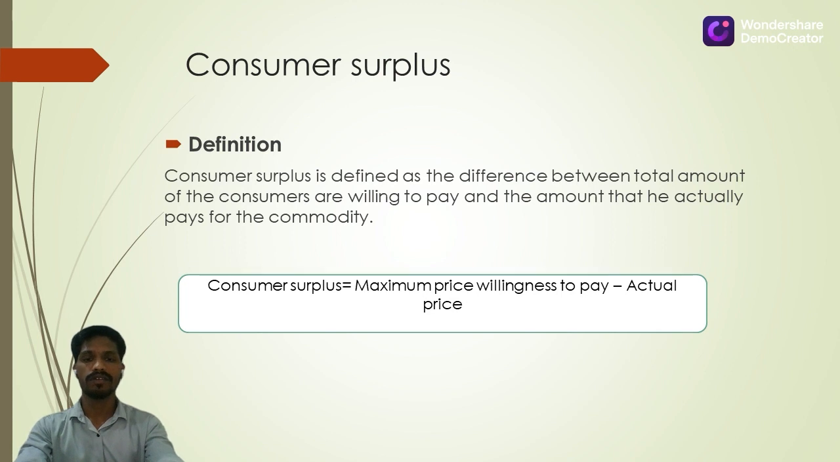Let's say, for example, that you want a mobile phone at around rupees 20,000, but when you went to the shop you bought the same mobile at 18,000. The difference between 20,000 and 18,000 is what we call consumer surplus. One important thing to note is that consumer surplus is derived from the law of diminishing marginal utility. We'll see how.